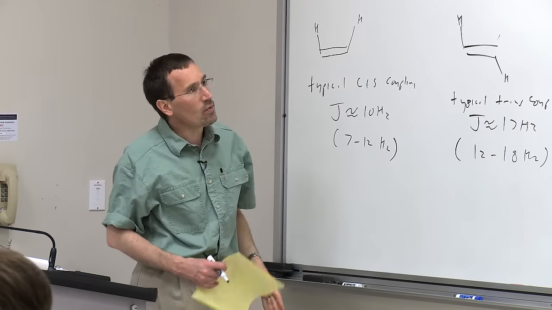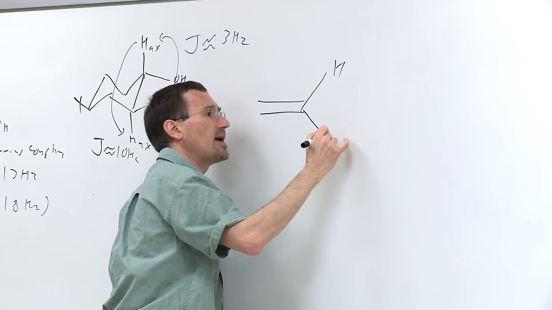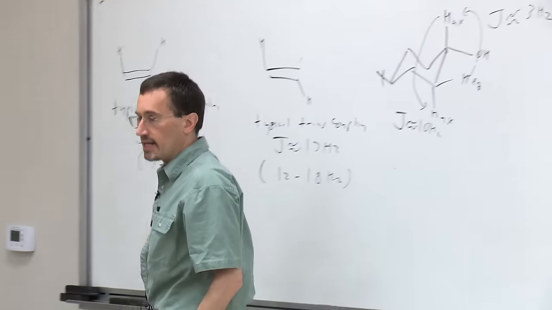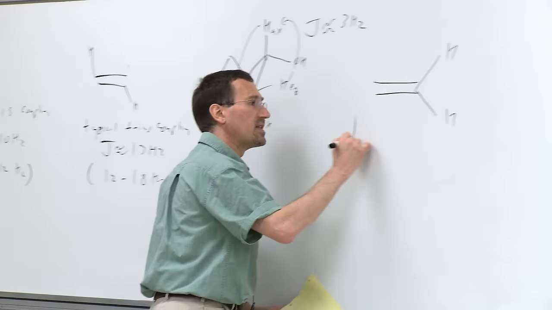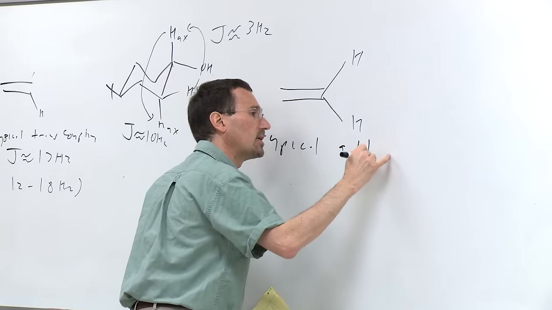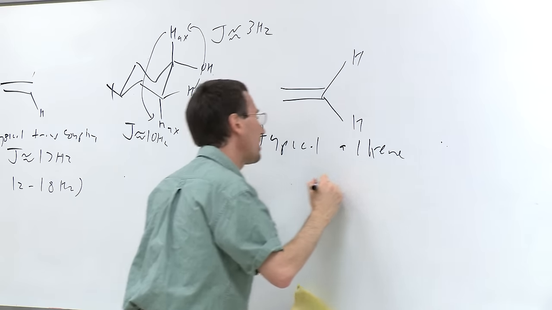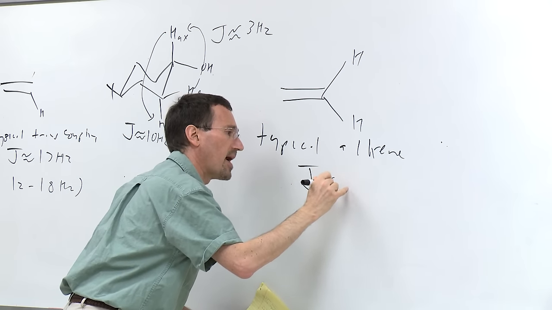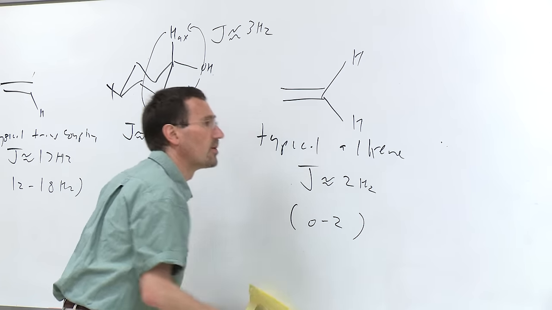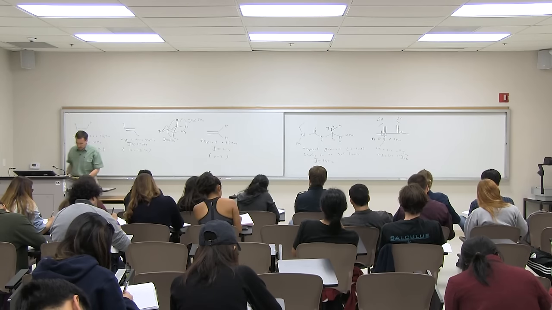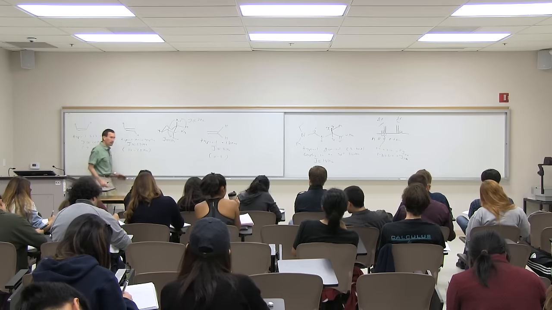All right, so I want to give you one more example with alkenes, and I'll give you a geminal coupling. I've already hinted that geminal coupling is much lower in or different in sp2 systems. So a typical alkene geminal coupling, for a typical alkene here, J is about, say, 2 hertz would be a typical value. You might see ranges from 0 to 2 for a typical alkene.